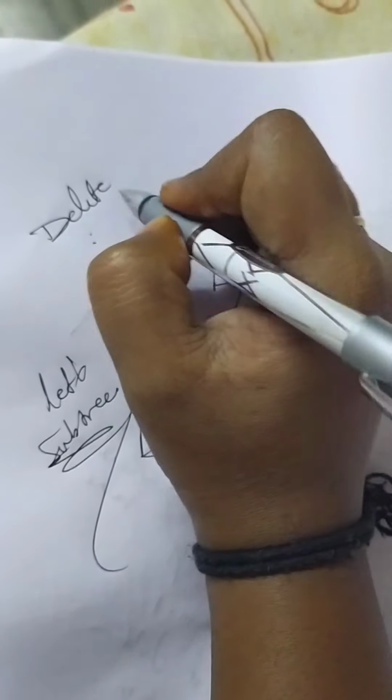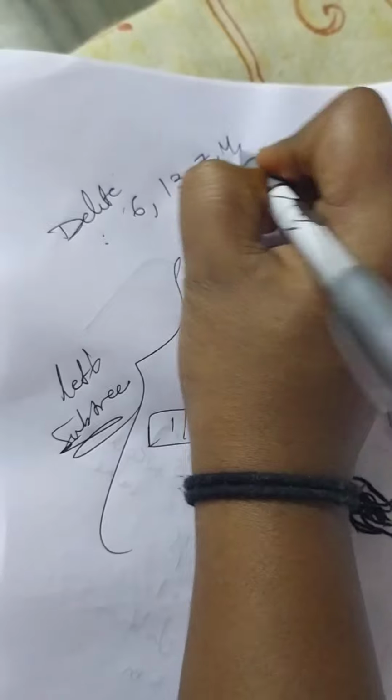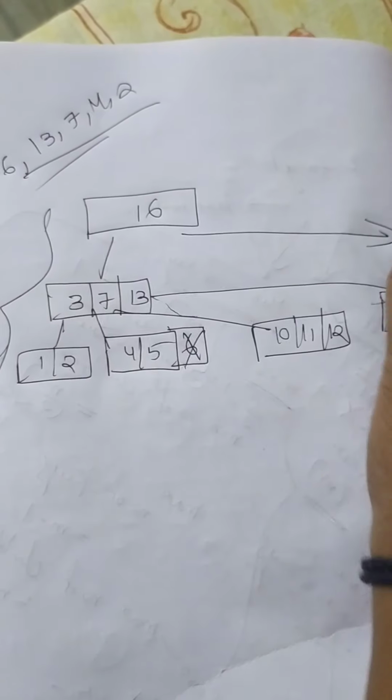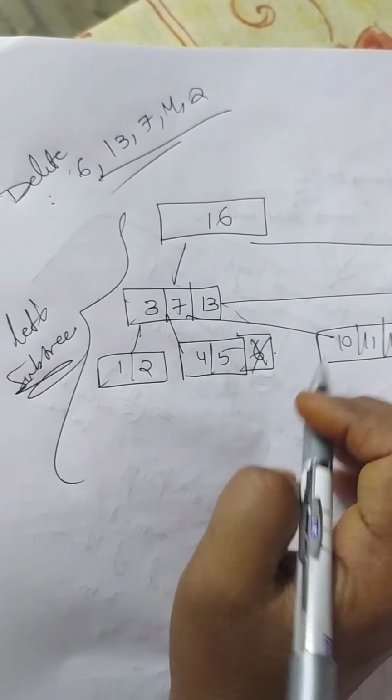Here the keys to delete: 6, 13, 7, 4, 2. These are all from the left subtree, so I have taken the left subtree as an example. You may draw the right subtree here. So 6 is already deleted, and 13.